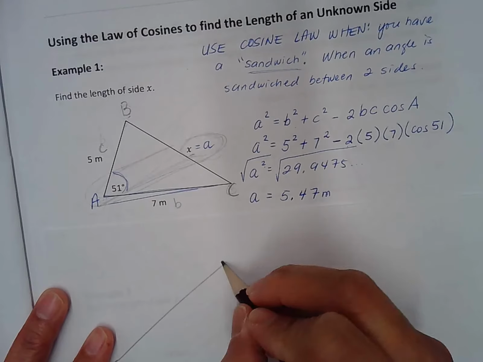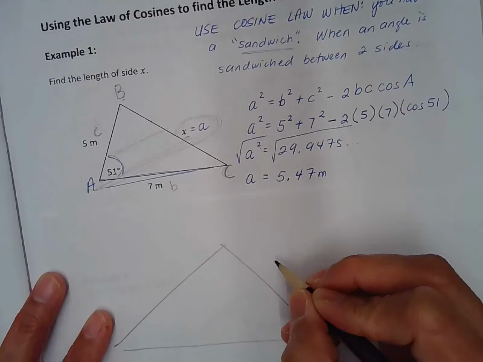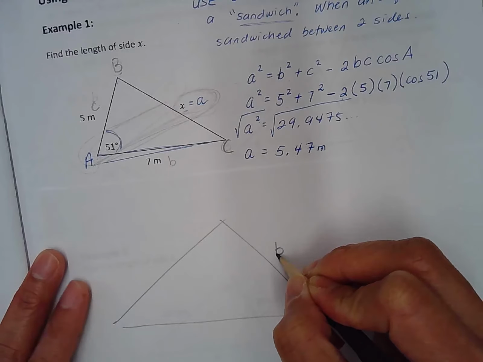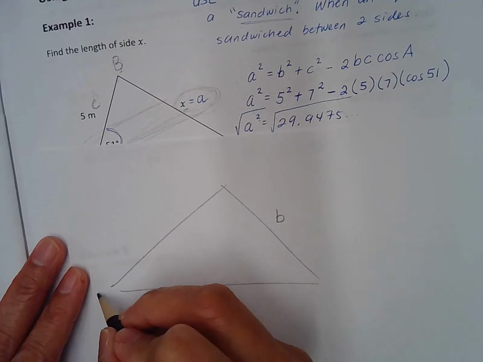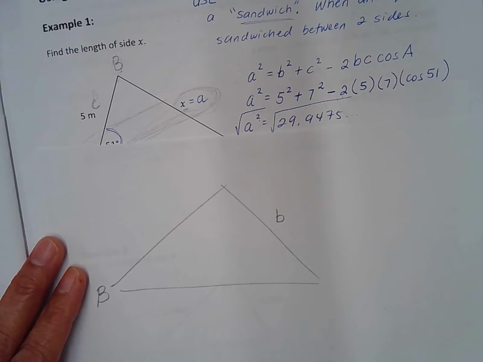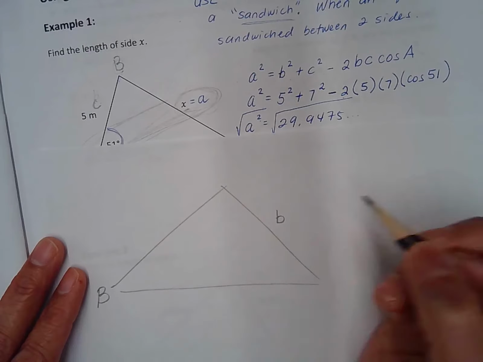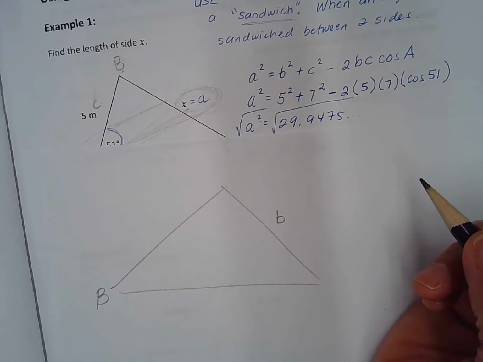I'm gonna redraw it because I don't want to mess it up. So if this is side B, then this means this is angle B. What else is given?